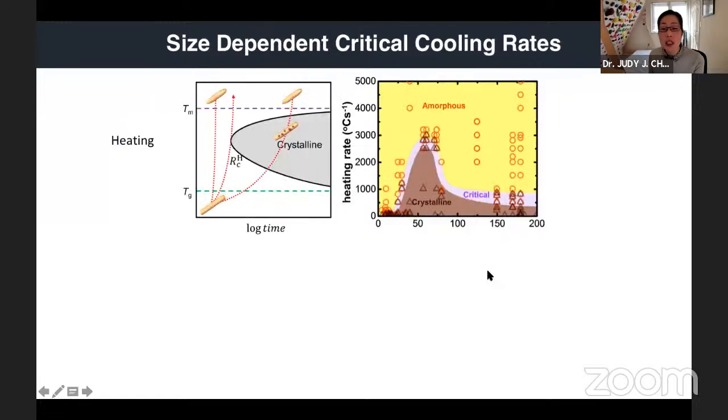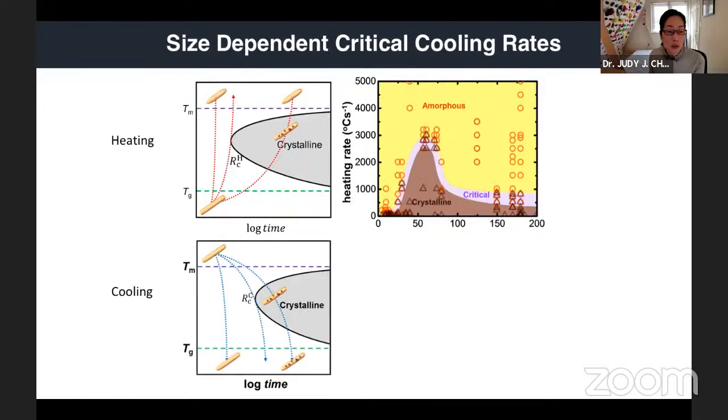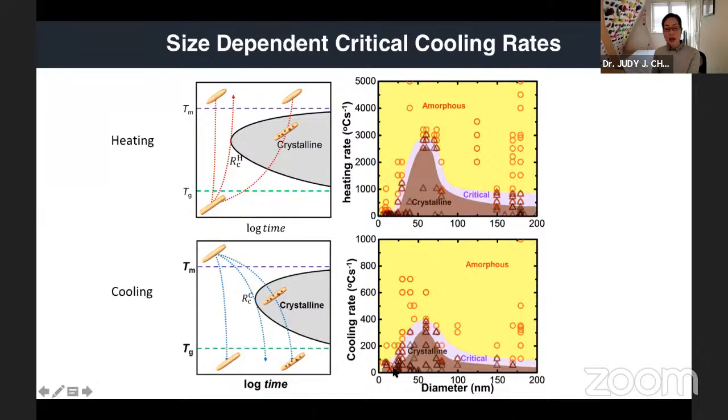This was for the critical heating rate. You could also repeat the same thing for the critical cooling rate. In this case, we shoot up the temperature to 900 degrees and stay there for less than 5 seconds. And then now we cool it at varying cooling degrees. So again, we see that the critical cooling rate is diameter dependent, size dependent.